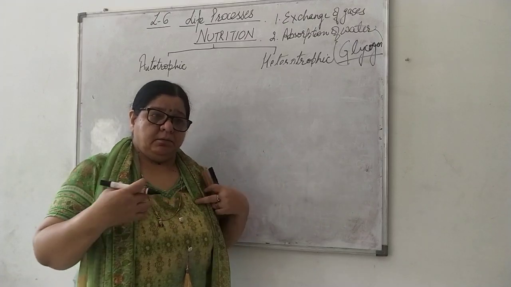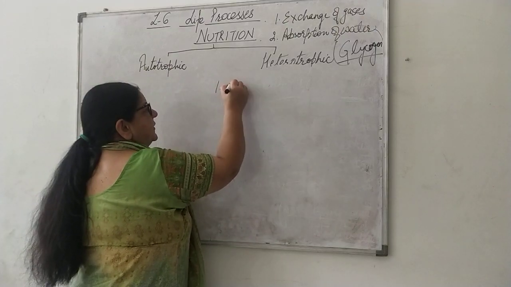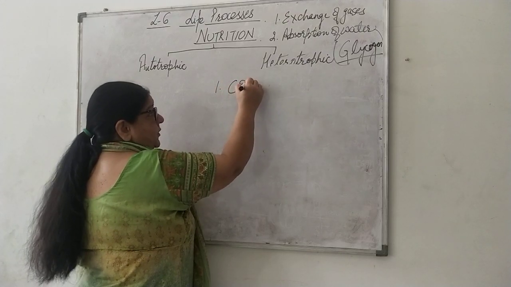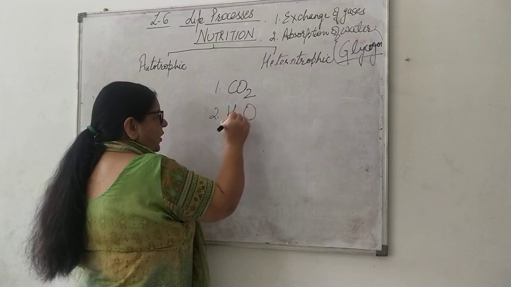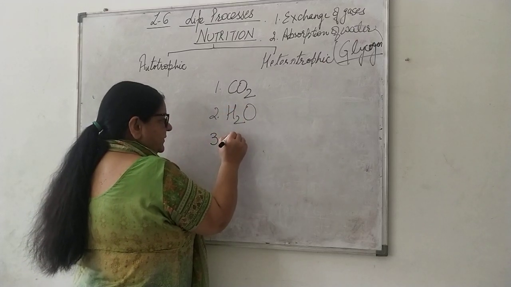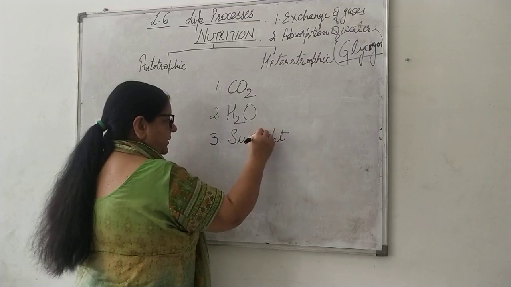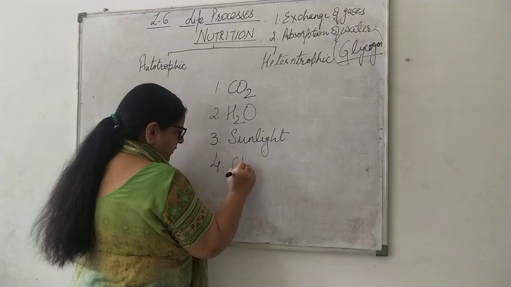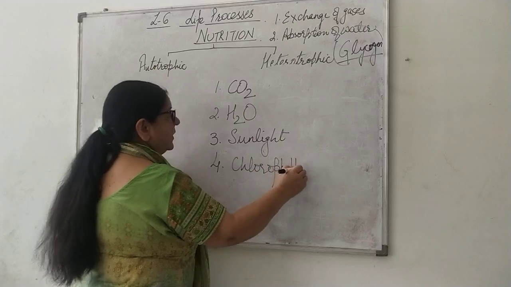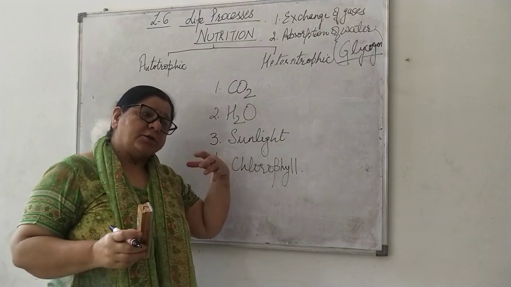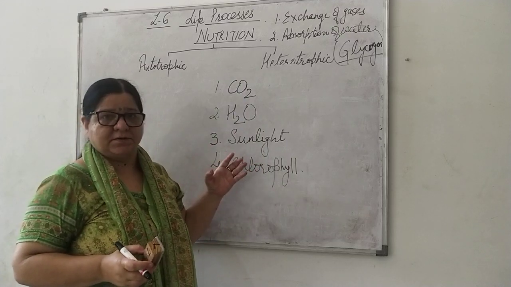Now, as I told you, four things are important. First is carbon dioxide for the process of photosynthesis. Second is water. Third is sunlight. And fourth is chlorophyll. These are the four components or the four raw materials for the process of photosynthesis.